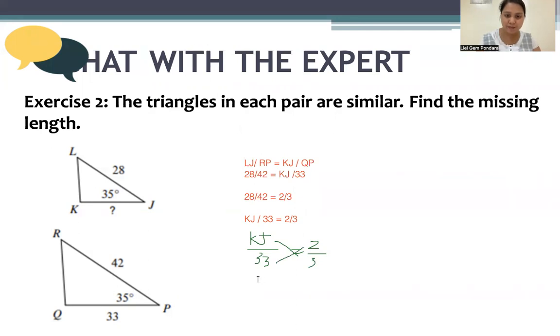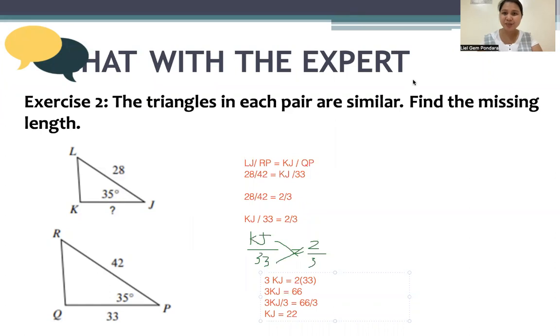So we will have 3 KJ is equal to 2 times 33. The 3 KJ is equal to 66. We divide both sides by 3. So we have KJ is equal to 22. If you check, 22 over 33 is still 2/3. So the measure of KJ is 22.